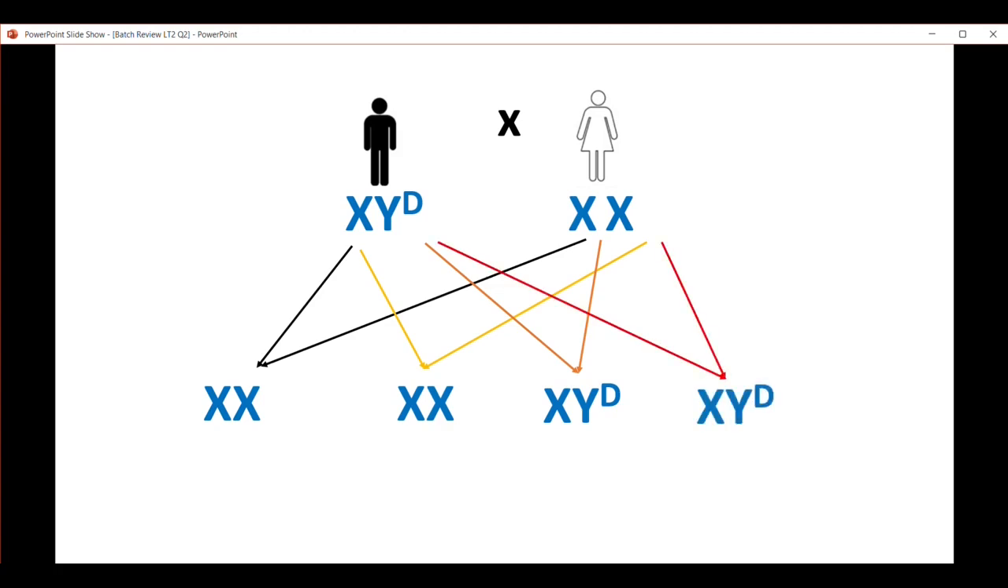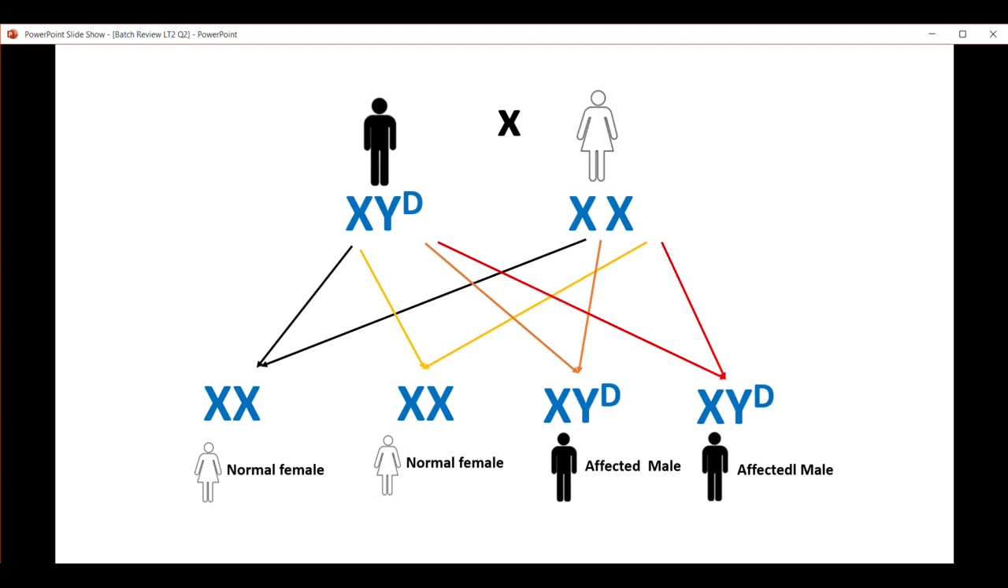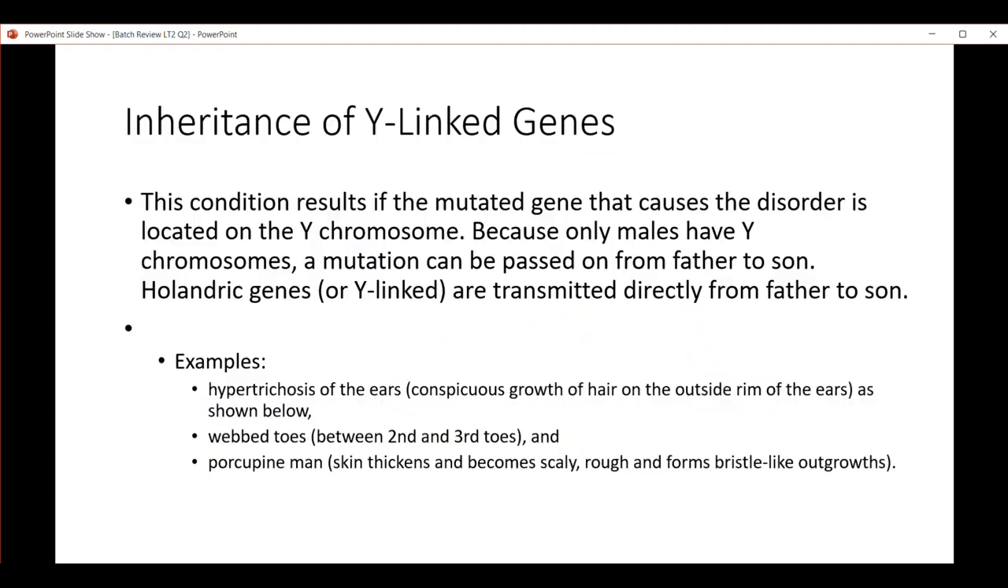So all the females will be unaffected because the Y chromosome is the one that is affected, while all the males will be affected because, as I mentioned a while ago, it is the Y chromosome, only found in males, that would be containing the disease allele. So that would be 100% females would be normal, 100% males would be affected.